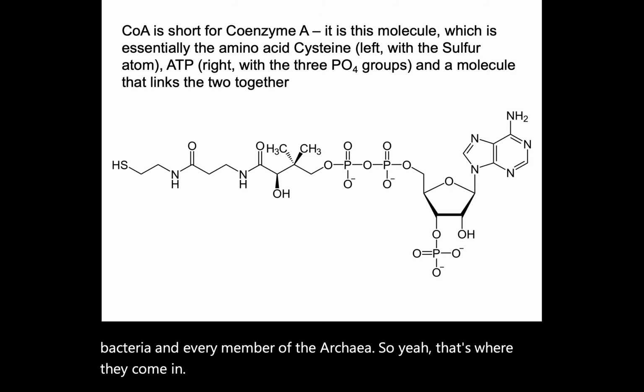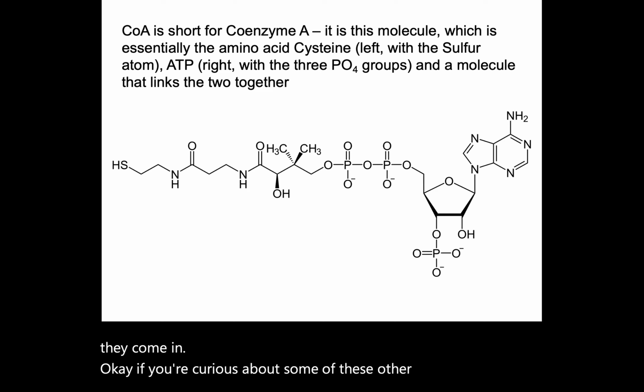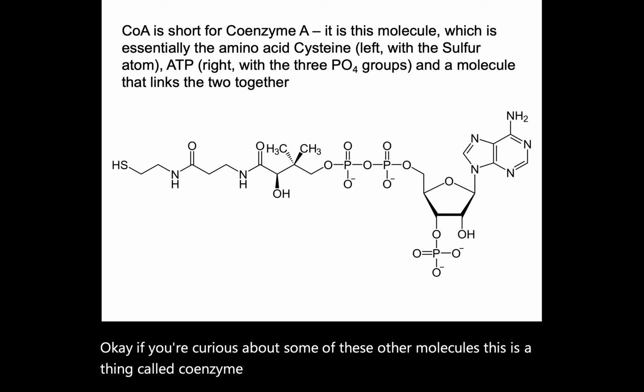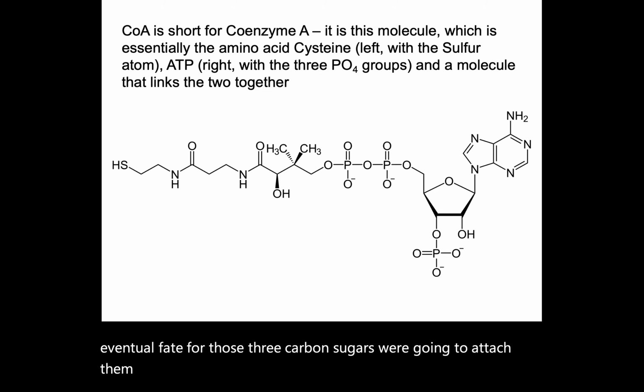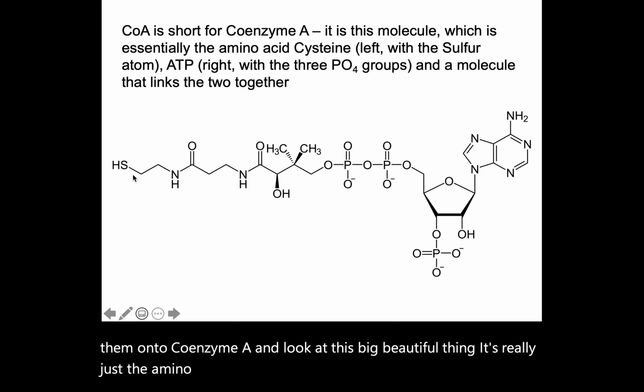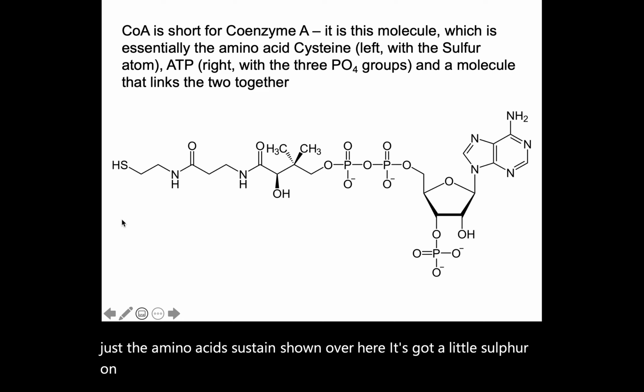Okay, if you're curious about some of these other molecules, this is a thing called coenzyme A. This is going to be the next step and the eventual fate for those 3 carbon sugars. We're going to attach them onto coenzyme A. And look at this big, beautiful thing. It's really just the amino acid cysteine shown over here. It's got a little sulfur on the end of it. And so that's one of the regular amino acids.